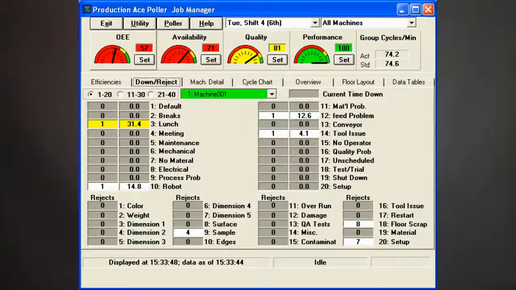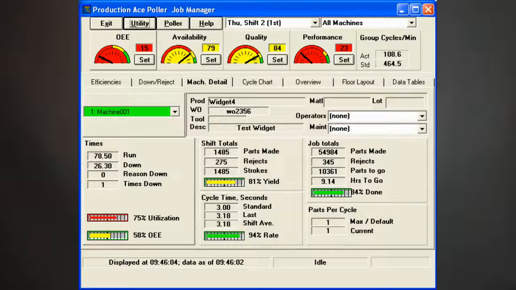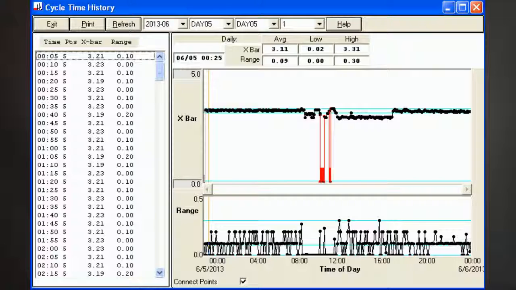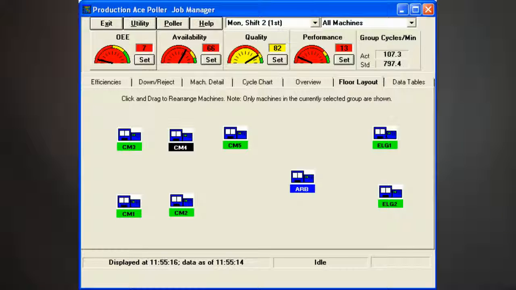Our customers combine their knowledge of the shop floor with our real-time information to keep their equipment running effectively. Just as the story illustrated, users can react to problems when they happen rather than finding out about them at the end of the shift, the next day, or sometimes even never. With the Production ACE system, users know what's going on at all times.